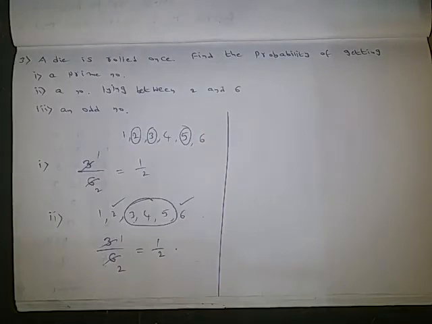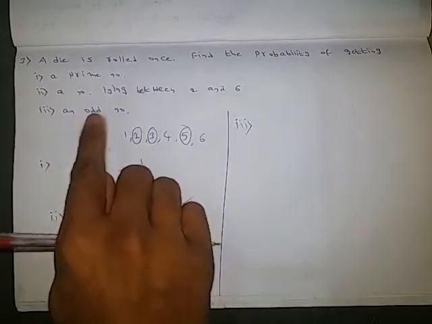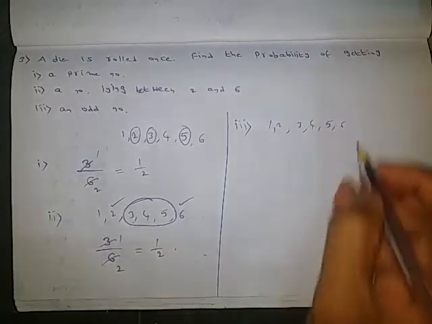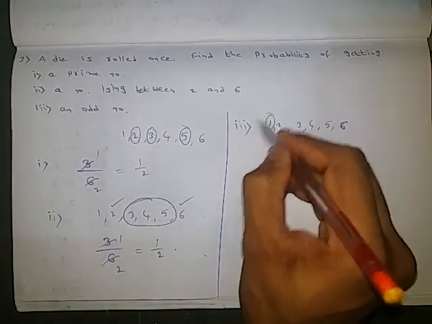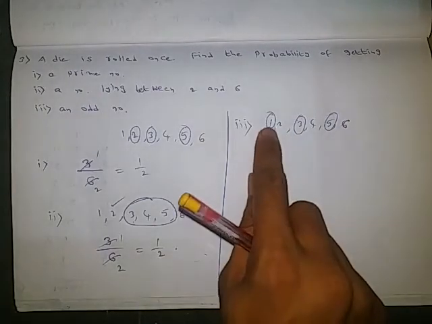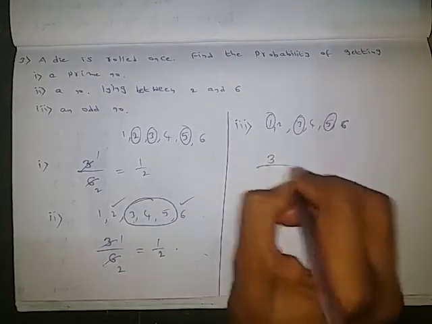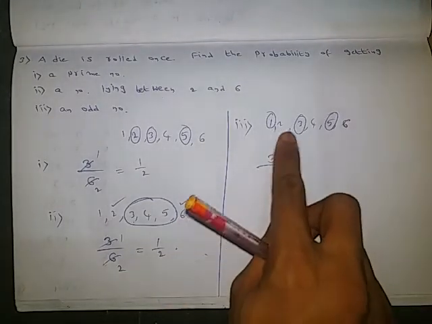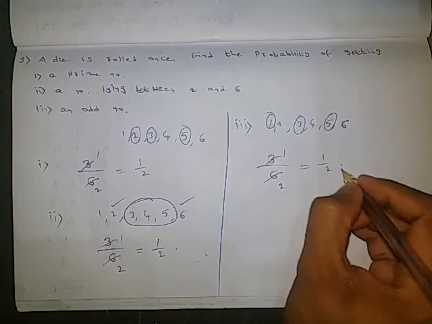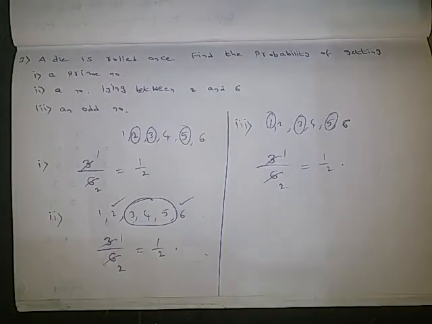Next, third question. What is the probability of getting an odd number? So we have 6 numbers on the dice, that is 1 2 3 4 5 6. Now let us select the odd numbers. 1 is an odd number, 3 is an odd number, 5 is an odd number. So possible outcomes are 1 2 3. Favorable outcomes are 3 divided by total outcomes 1 2 3 4 5 6. So 3 ones are 3, 3 twos are 6. So this is 1 by 2. That is the probability of getting an odd number when a die is rolled once or thrown once.